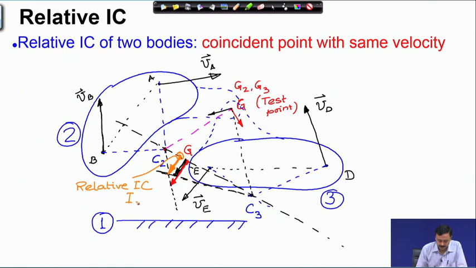Sometimes we will indicate it as I23. In a similar manner, C3 will be denoted as I13 and C2 will be denoted as I12. The relative instantaneous center of rotation of body 2 with respect to 1 is C2 or I12. The relative instantaneous center of rotation of body 3 with respect to the ground is C3 or I13. The relative instantaneous center of rotation of body 2 with respect to 3 is I23.